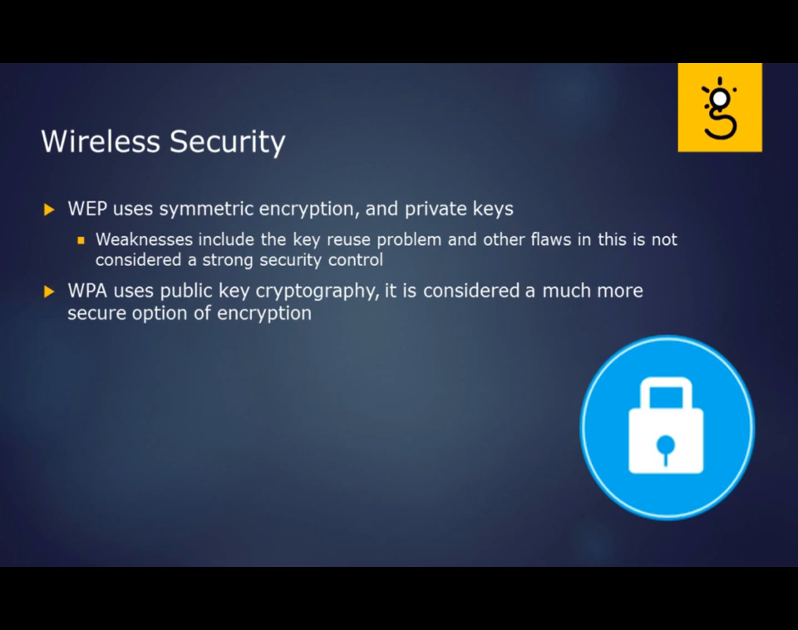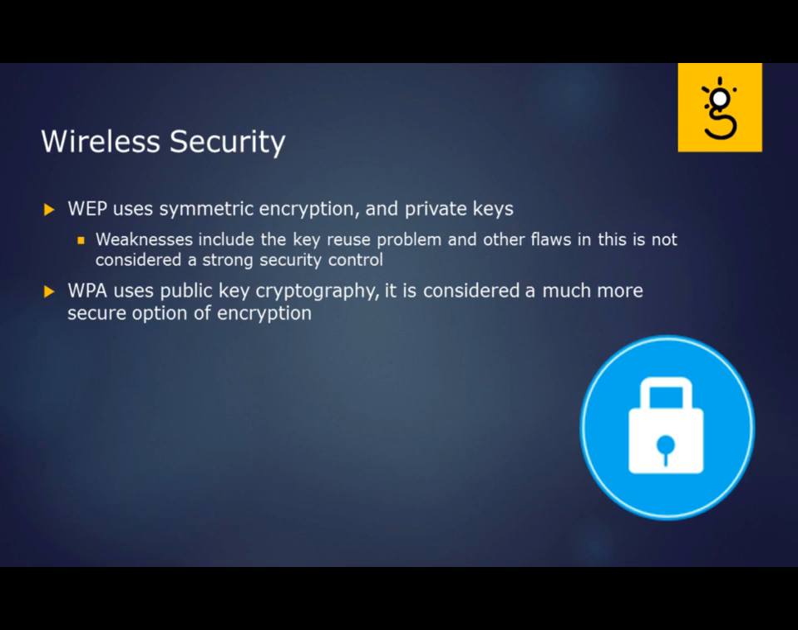Now, as I said, WEP used a symmetric encryption. That meant a private key, same key to encrypt and decrypt. And the weakness was the key reuse problem, along with other flaws, as I've already mentioned with the IVs. Now, it is not considered at all a strong security control, and really, it's a warm, fuzzy feeling if you decide to use it. So that's something you look for when you're auditing.